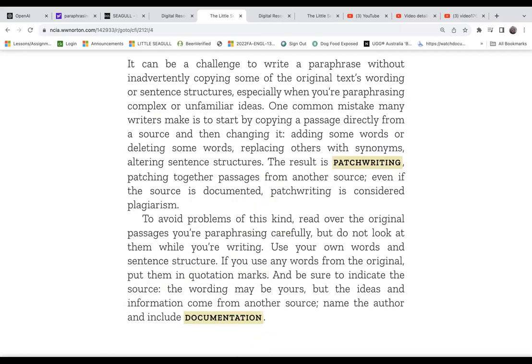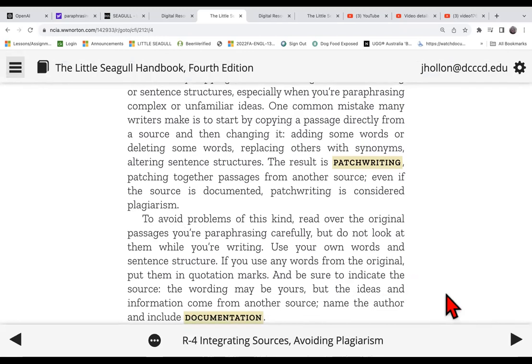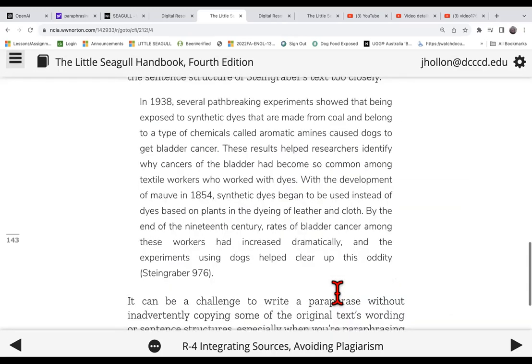Name the author and include the documentation, which, in an in-text citation, would probably be the author's last name, a space, and the page number, if there is a page number. Most of the time there is. If you get an HTML document, it's rare, but sometimes they'll have page numbers. All right, so read this very carefully.